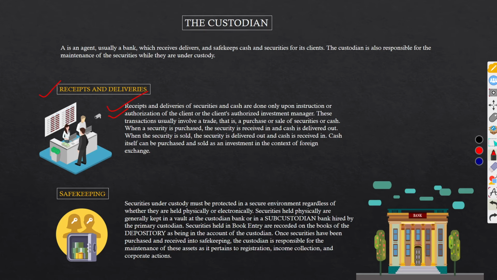So this one is a very important one. Security is received and cash is delivered out. So basically, in this case, we are talking about a buy trade. This is a transaction, usually a trade, that is a purchase or sale of securities for cash. When the security is purchased, the security is received and cash goes out. When the security is sold, the security is delivered out and cash is received.